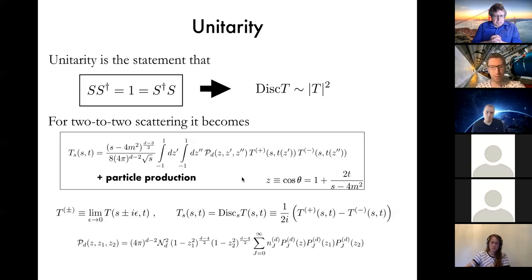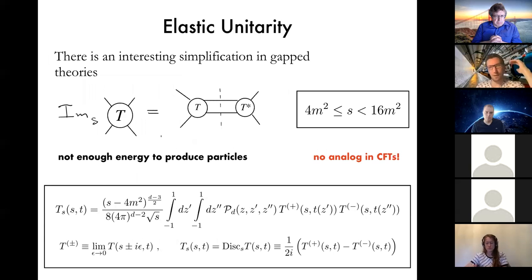So this equation still looks very complicated, because in principle, if you take some random S, there is particle production, which we don't know much about. But something magical happens, and this is a crucial use of the gap. If you limit your energy such that you cannot produce more than 2 particles, so you limit yourself to S between 4 and 16, this equation closes. If there is no particle production, you have an equation where the same T enters on both sides: discontinuity of T equals T squared.